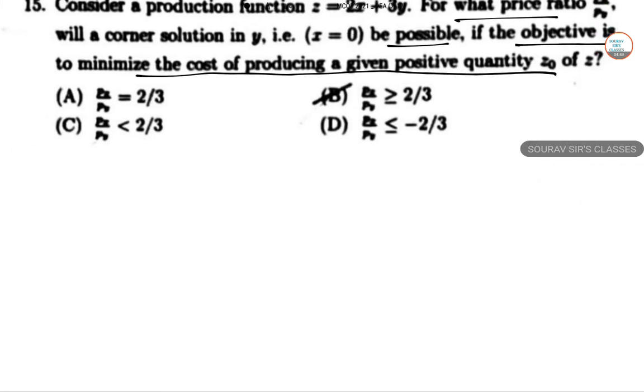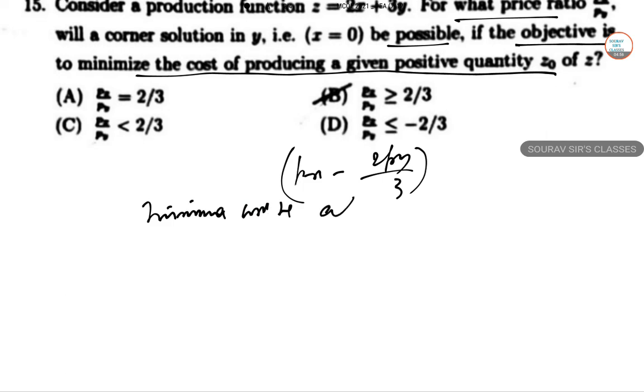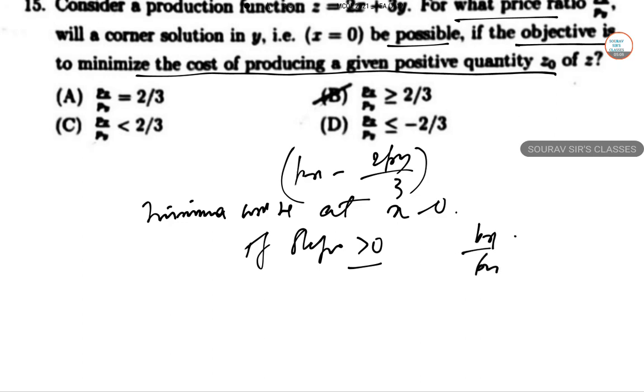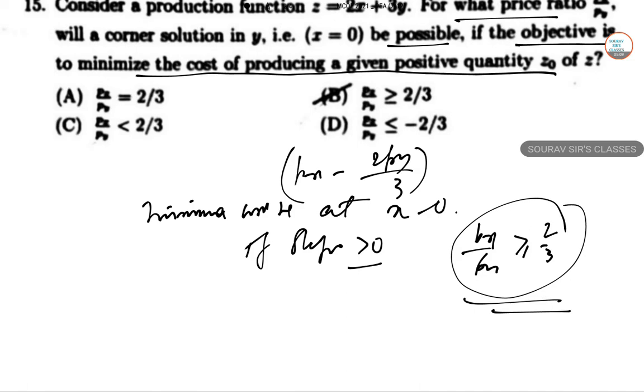So this is just a linear function of x with respect to the coefficients, with slope Px minus 2 Py by 3. Obviously the minimum will be at x equal to 0 if the slope is positive. So we get the condition Px by Py greater than or equal to 2 by 3. So option B is correct.